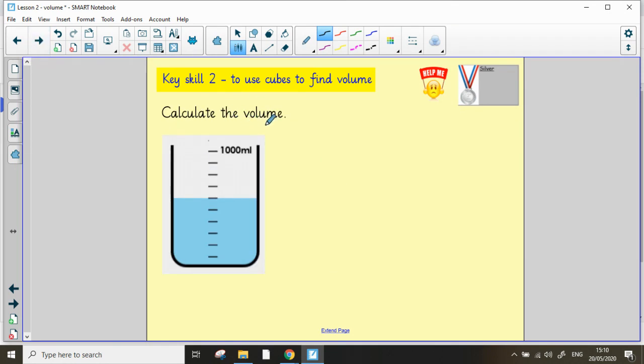Again, we can look at the capacity that's being held here with the water. We've got 1,000 millilitres. We need to work out how much each one of these lines is worth by counting them first. 1, 2, 3, 4, 5, 6, 7, 8, 9, 10. So now I can find out how many millilitres I have. I have 1, 2, 3, 4, 5, 600 millilitres. If I'm finding the volume though, I'm going to have 600 centimetres cubed.